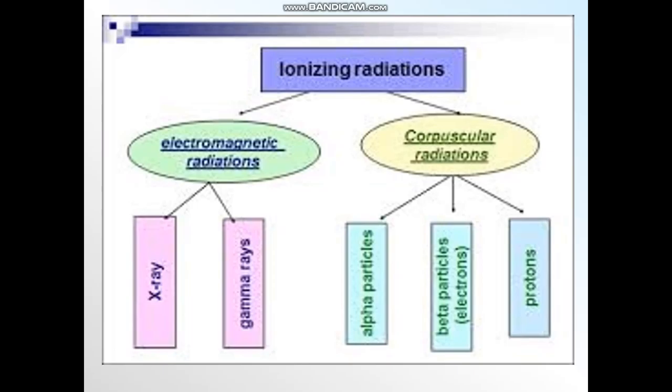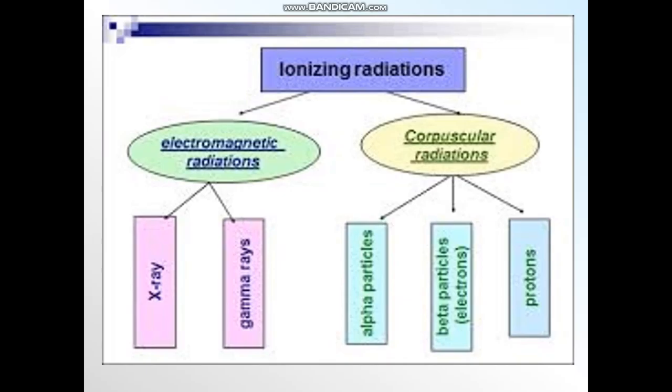Examples of half-life are as follows. Uranium-238, 4.5 billion years. Plutonium-239, 24,390 years. Cesium-137, 30 years.